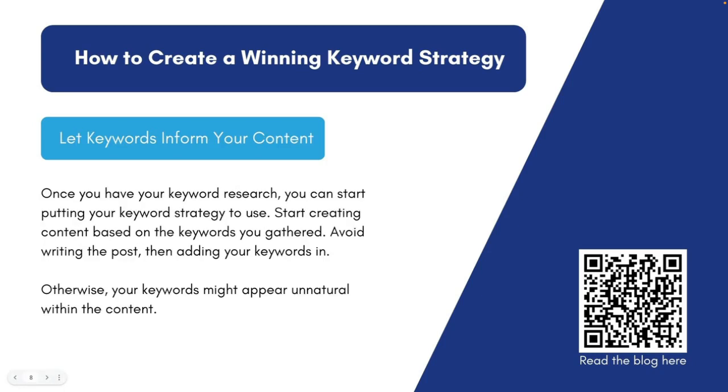Tip number 7, let keywords inform your content. Once you have your keyword research done, you can start putting your keyword strategy to use. Start creating content based on the keywords you gathered and avoid writing the post, then adding the keywords in. Otherwise, your keywords might appear unnatural within the content. Add your focus keywords to places like the title, the URL, an H1 tag, opening and closing paragraphs, body text, meta description, and your alt text. But please remember to avoid keyword stuffing whenever you're using them throughout the content.